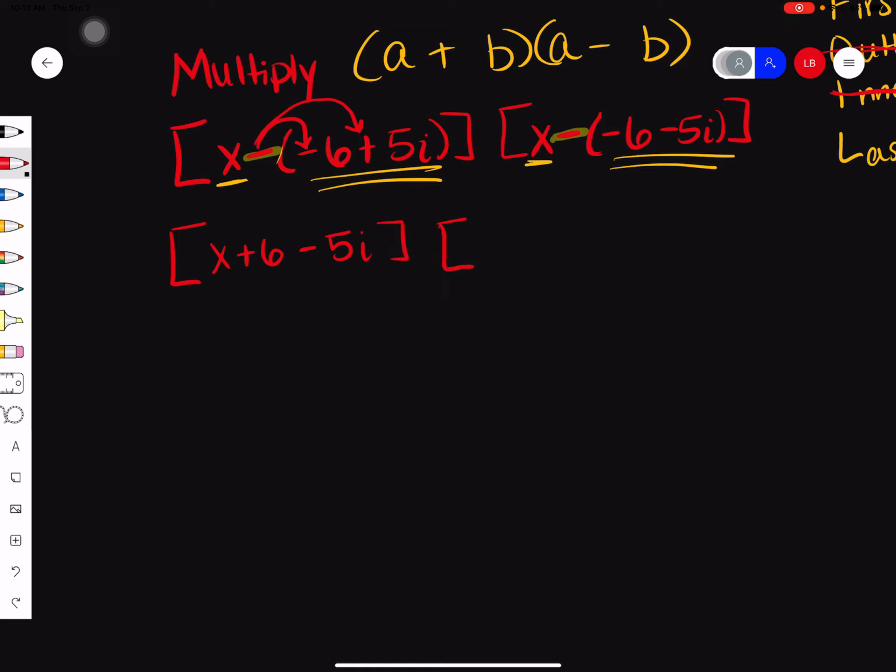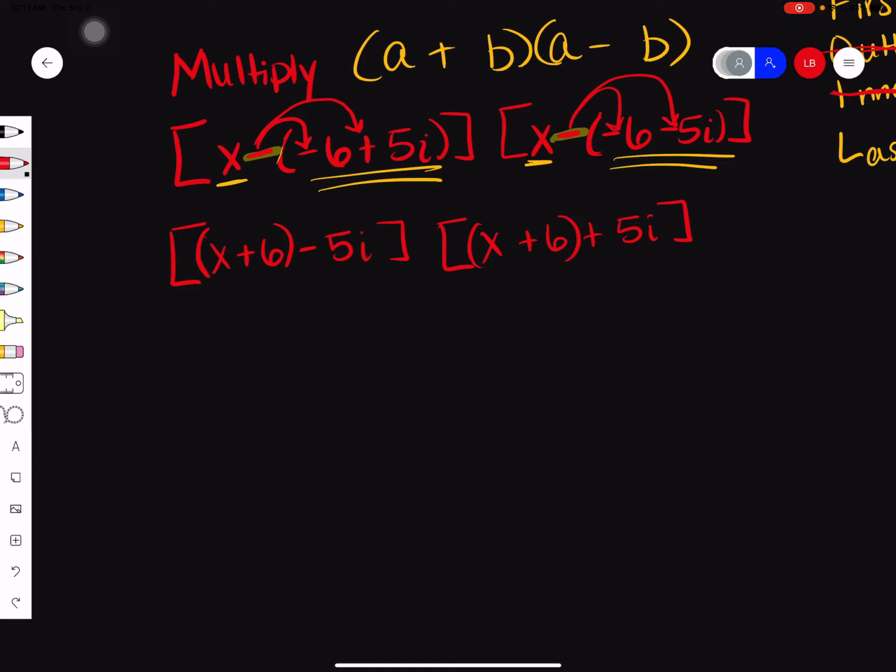On my second bracket, I'm going to drop that x down and distribute that negative. A negative times a negative gives me a positive, so I'm going to have plus 5i. Now I'm going to shift those parentheses from where they were before. Before, I had parentheses around the last two terms. Now I'm just going to put parentheses around that x plus 6.